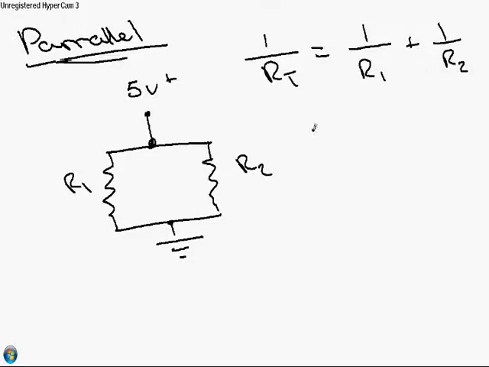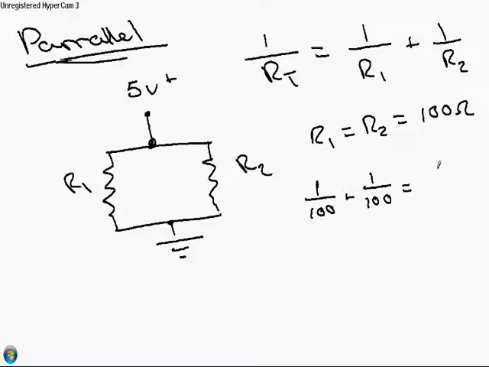Now that divides, so let's say R1 equals R2 equals 100 ohms. I like to pick large whole numbers for my values. So 1 over 100 plus 1 over 100 equals exactly 2 over 100, which is 1 over 50. So 1 over RT, it's a T, equals 1 over 50, which equals 50 ohms.